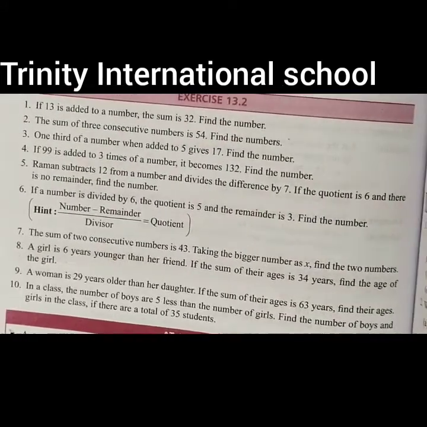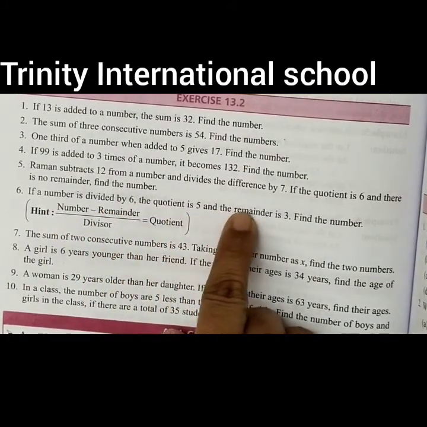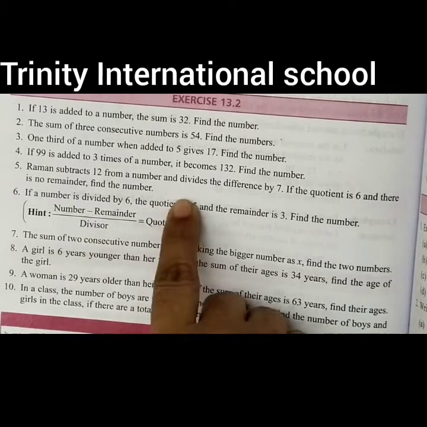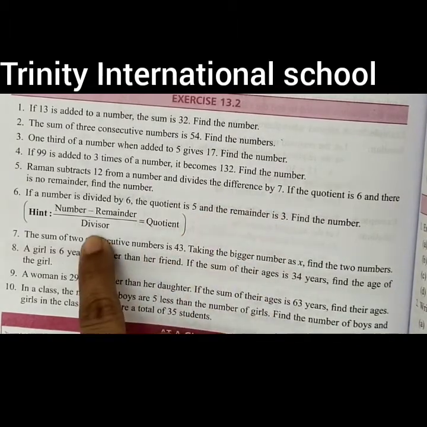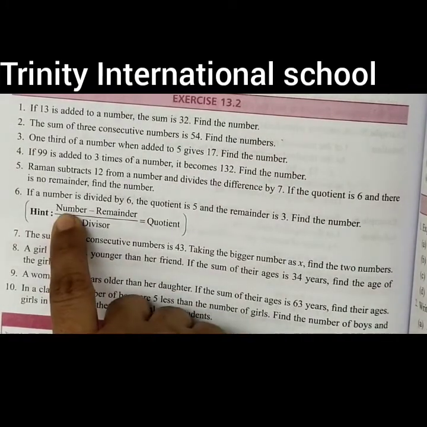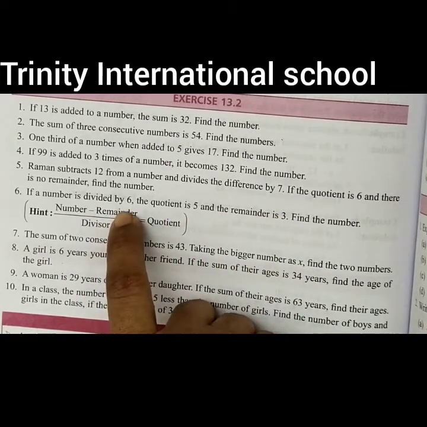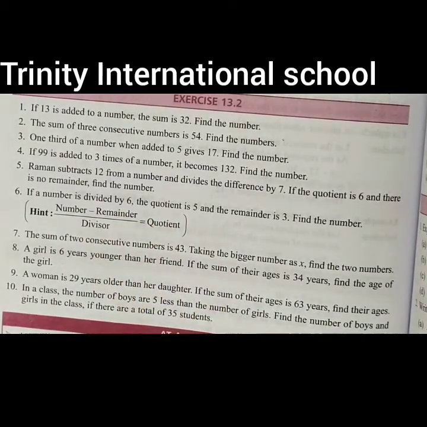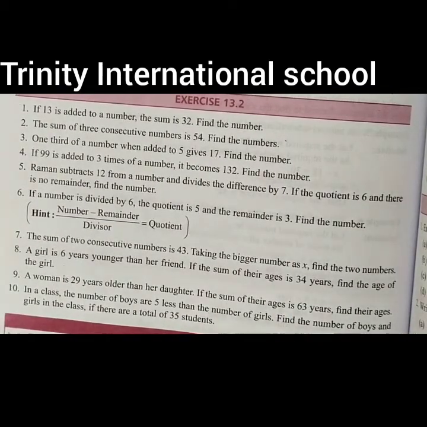Now your 6th problem is, if a number is divided by 6, the quotient is 5 and the remainder is 3. Find the number. You have been given this formula, so you can put all the numbers in this formula and easily get the number. Let the number be x. The remainder given is 3, the divisor is 6 and the quotient is 5. So you can easily form the equation.